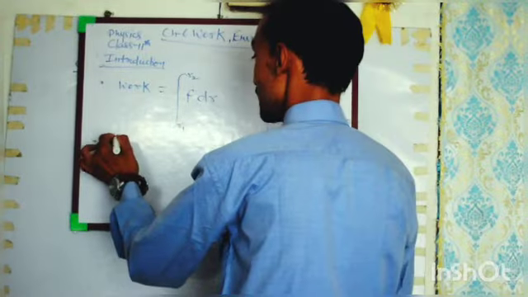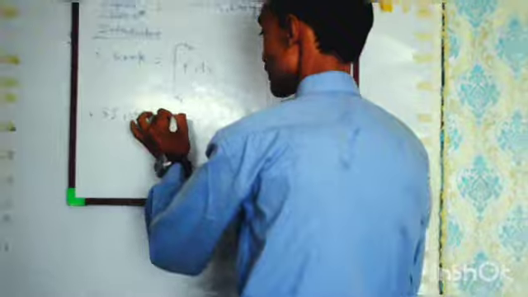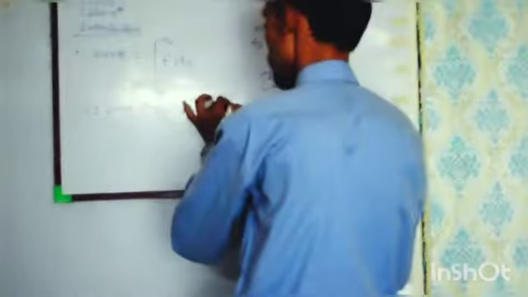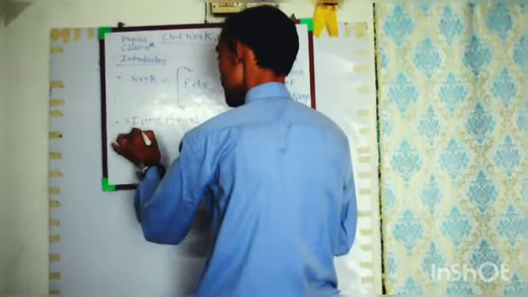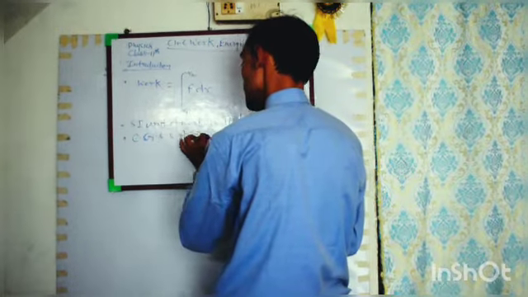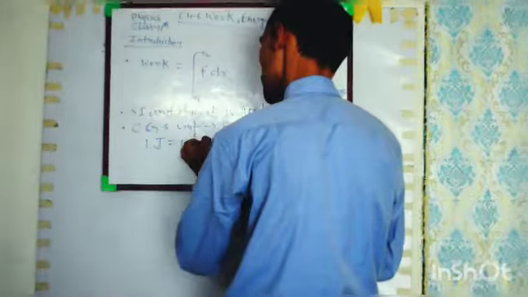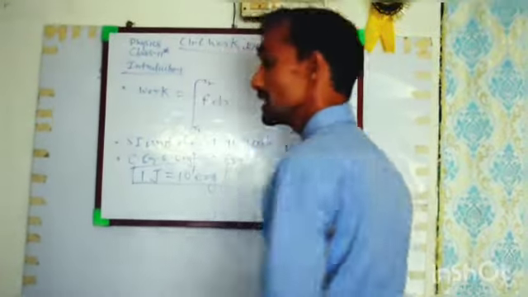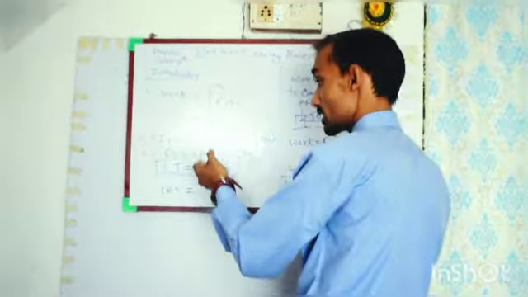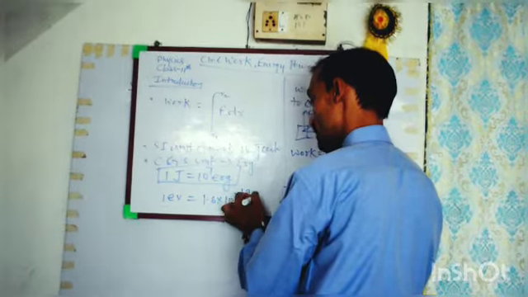Right now, the SI unit of work. The SI unit of work is the joule, and the CGS unit is the erg. 1 joule is equal to 10 to the power 7 erg. Sometimes work can be in the form of the electron volt, which is the energy gained by a charged particle. 1 electron volt is equal to 1.6 into 10 to the power minus 19 joule.